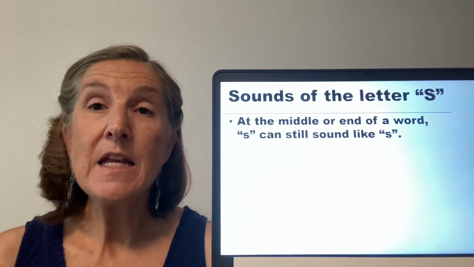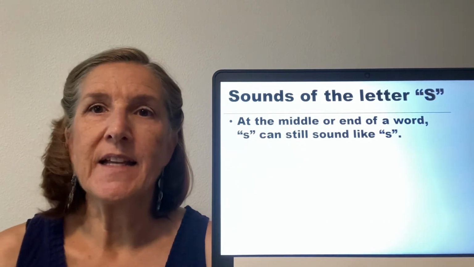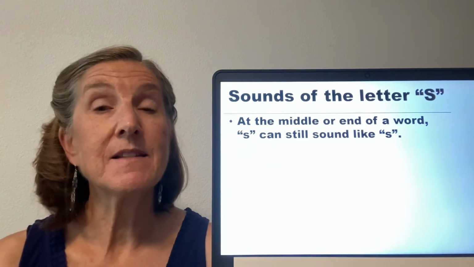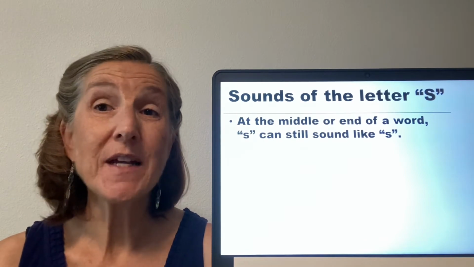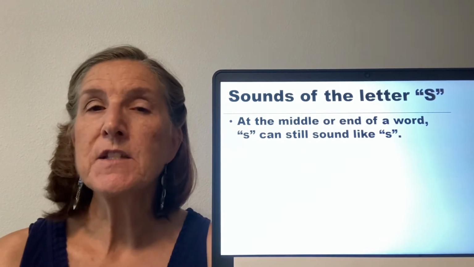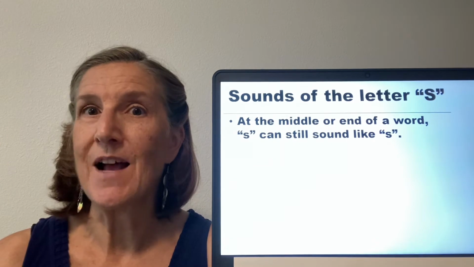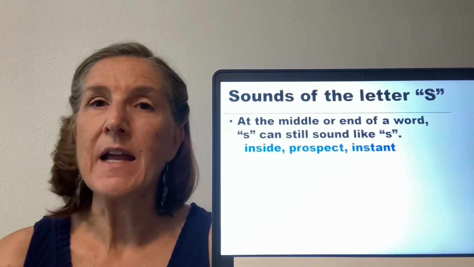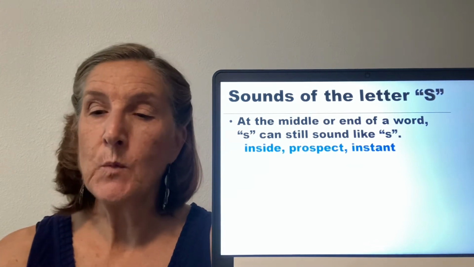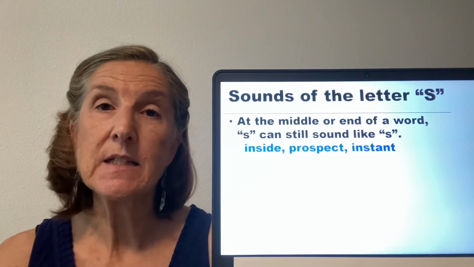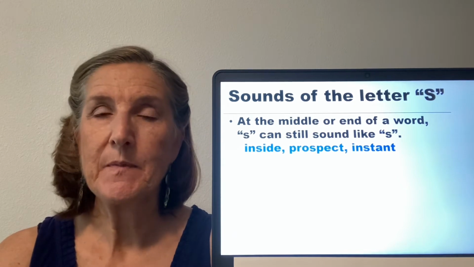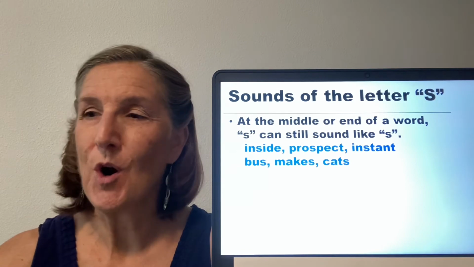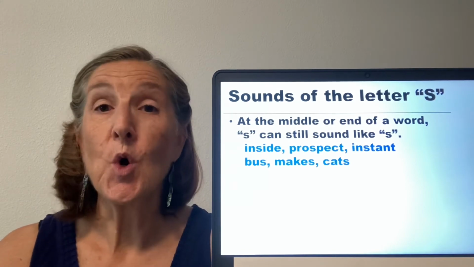So at the beginning of a word, the S will usually sound like an S, but at the middle or end of a word, the S can sound like an S or it can sound like a Z. Let's look at some examples where it still sounds like an S. In the middle of the word, we had the word inside before. We also have the word prospect or instant. And at the end of a word, we have bus, we saw that before, makes, or cats.